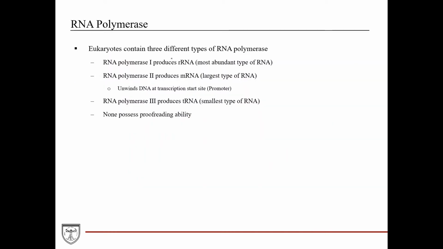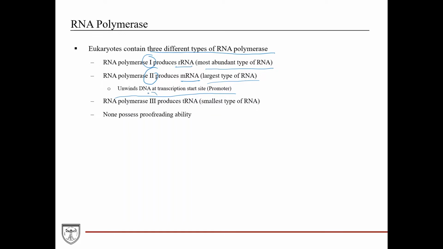Now, eukaryotes contain 3 different types of RNA polymerase, and this is important to remember. RNA polymerase 1 produces rRNA, or ribosomal RNA, and this is the most abundant type of RNA. RNA polymerase 2 produces mRNA, which is the largest type of RNA by size. As we showed on the previous slide, RNA polymerase 2 has the ability to unwind DNA at the transcription site, also known as the promoter, which we'll talk about in a few slides.